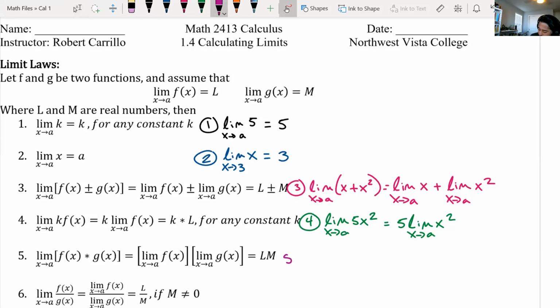So for number 5, let's do another example. The limit as x approaches a of, let's just say, x plus 1 times x plus 2. I can rewrite this.